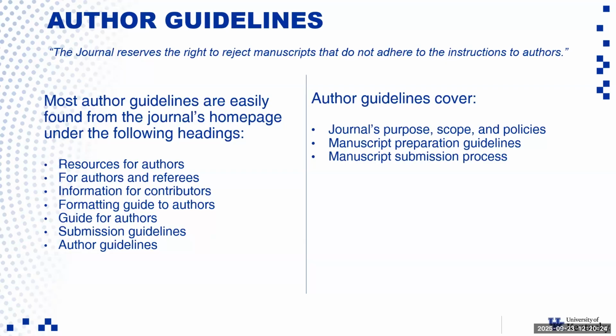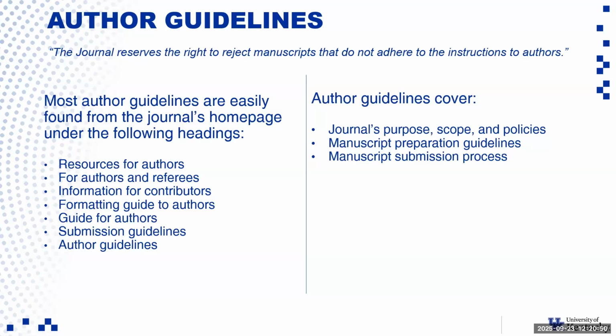You also want to make sure that you familiarize yourself with the article types that are published by each journal and any specific guidelines. These guidelines often cover the journal's purpose and scope, the types of articles that they publish, any page restrictions, the number of figures and tables allowed, and other requirements that you might need to keep in mind.